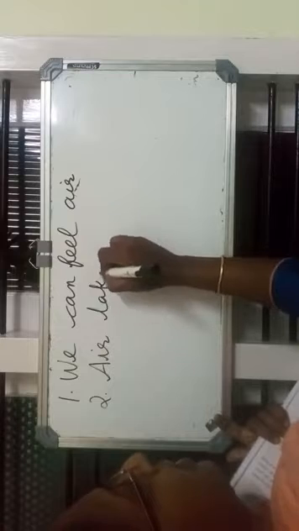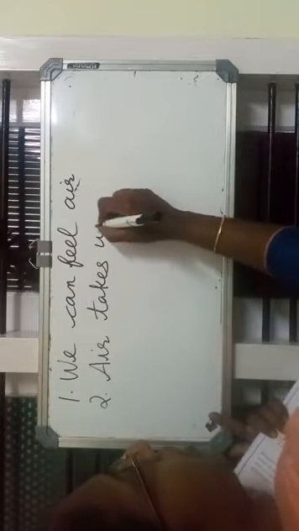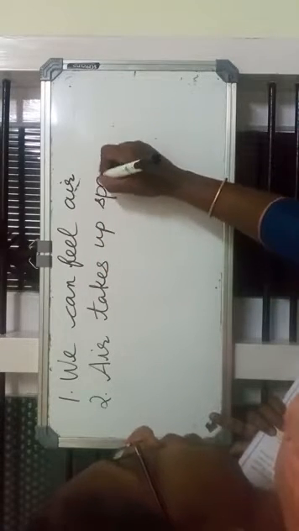Then next, air takes up space. Next one is air takes up space. എയറിന് സ്ഥലം വേണം. You need space to sit on the bench, to sit on the chair. Okay? Like you, air also needs space. എയറിന് എന്ത് വേണം? സ്ഥലം വേണം. Let us see. In this book, an example is given.